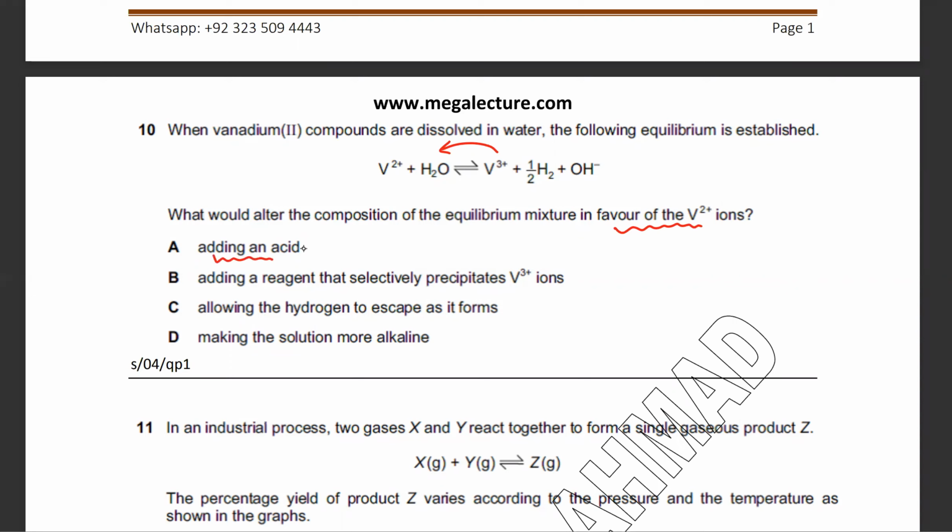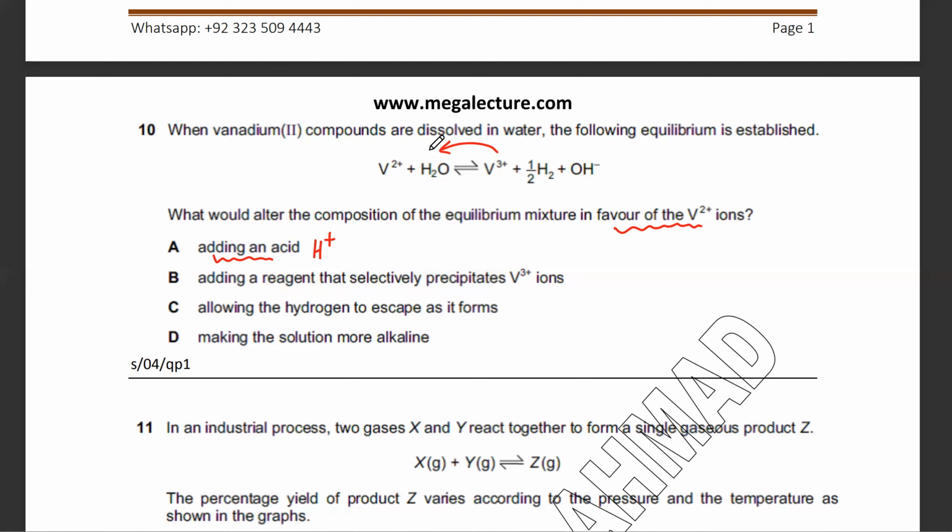First one, where would the equilibrium shift? And remember, an acid has this ion. It has an H plus 1 ion. What will happen, any idea? Will it have any effect on this equilibrium? Yes. How?